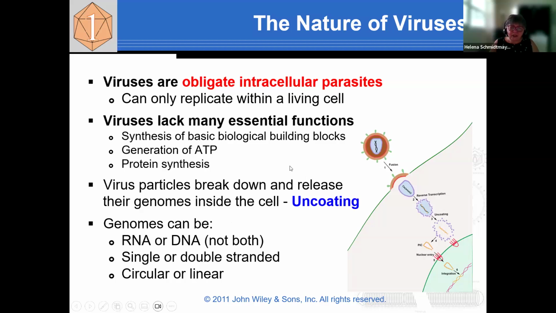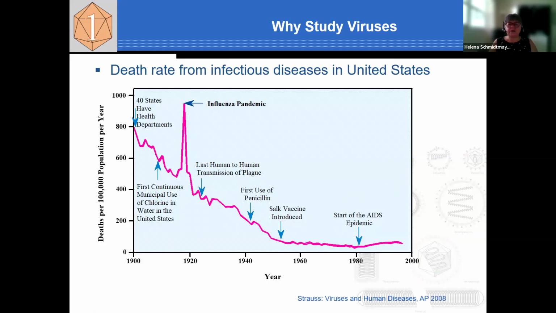Now let's go back to the genome. We said that the genome can be RNA or DNA. It can be either single-stranded or double-stranded, either DNA or RNA. Yes, viruses can also carry double-stranded RNA or single-stranded DNA. They can also carry partially double-stranded DNA, such as hepadnaviruses. And this DNA can be either linear or circular. We will talk a little bit more about that with each group of viruses, the particular structure and topology of the nucleic acid. So why do we need to study viruses?